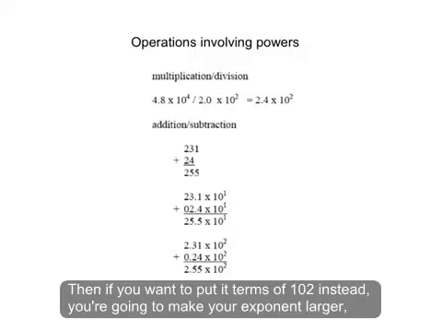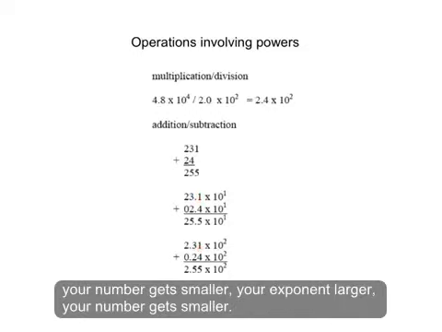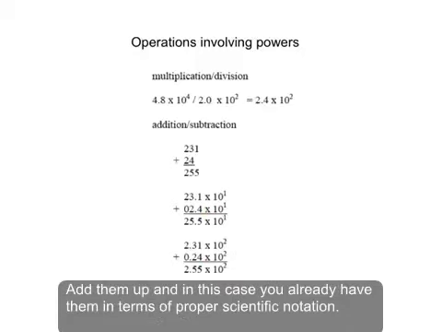And then if you wanted to put it in terms of 10 to the power 2 instead, you're going to make your exponent larger, your number gets smaller, add them up, and in this case you've got it already in terms of proper scientific notation.